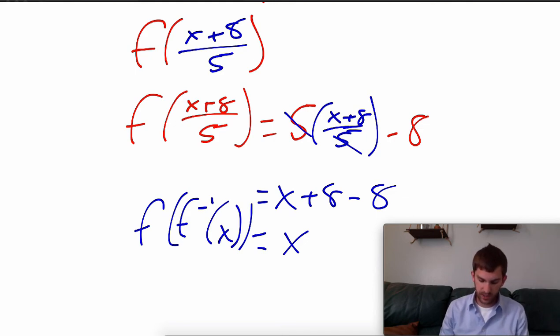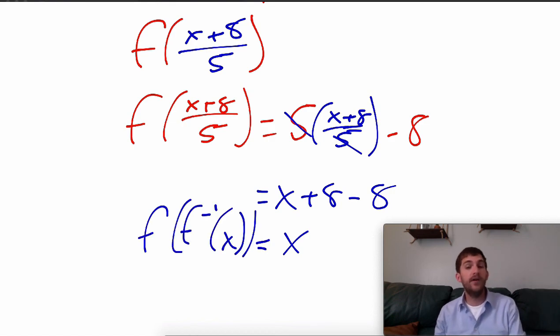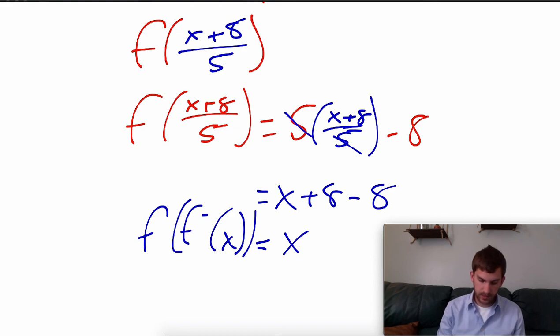Let me shift that a little bit. So f of f inverse, exactly what we're hoping for. f of f inverse of x equals x. They cancel each other out. Let's try the other direction.